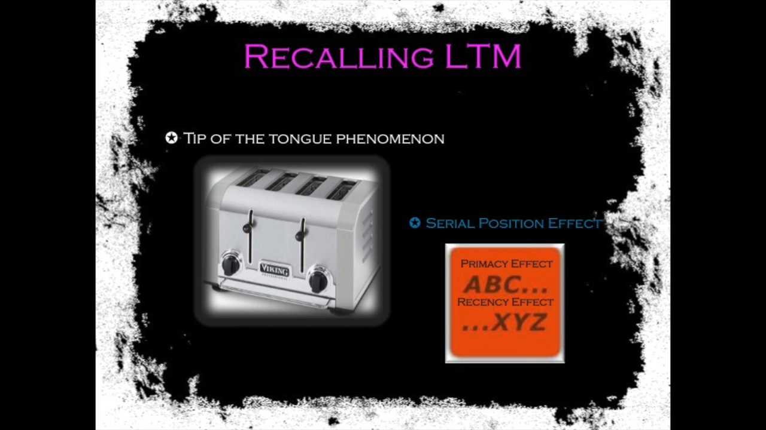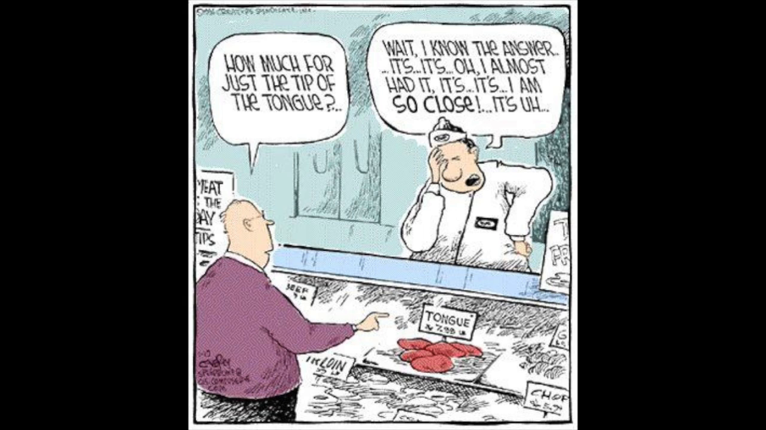So because long-term memory has an unlimited capacity for information, this can make it really difficult to remember information sometimes, as exemplified by what we call the tip of the tongue phenomenon. And the tip of the tongue phenomenon is the inability to recall information that one realizes one knows as a result of the difficulty of retrieving information from long-term memory.